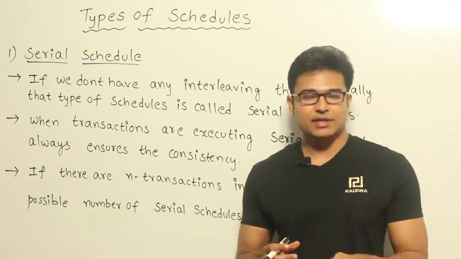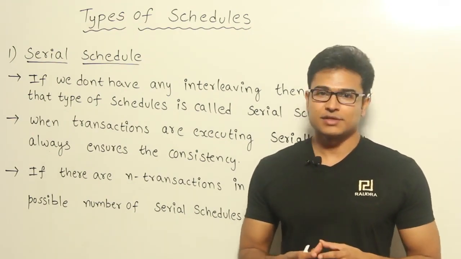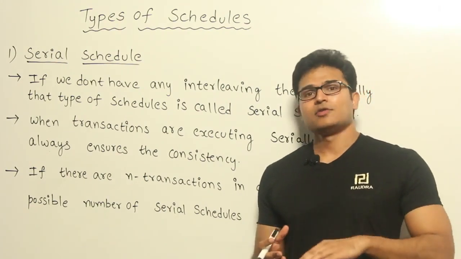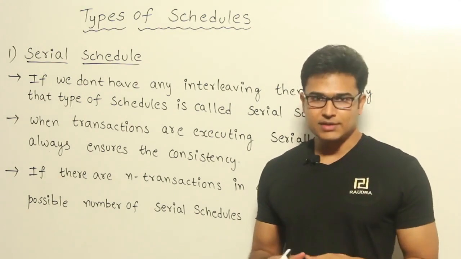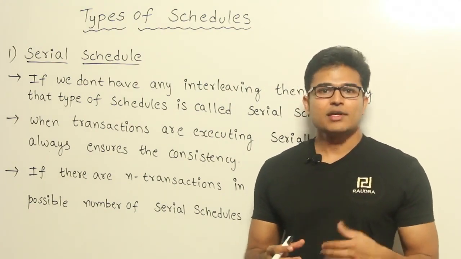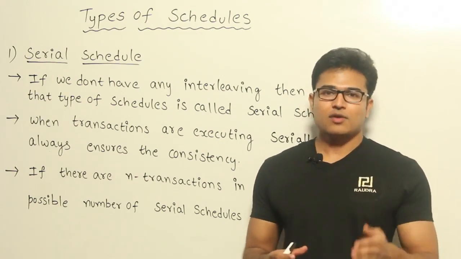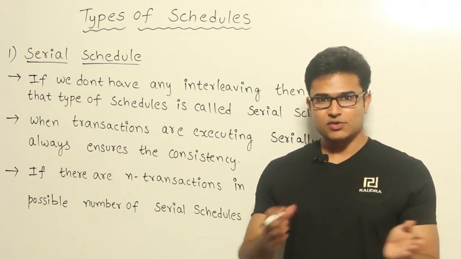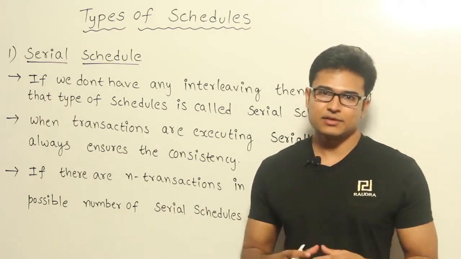But it doesn't mean that all the non-serial schedules will give you inconsistent states. No. There can also be some non-serial schedules which might give you correct results, which means consistent states, but it is difficult to find them. You are supposed to find all the non-serial schedules which are equivalent to these serial schedules and execute them. That is the main purpose of this entire theory.